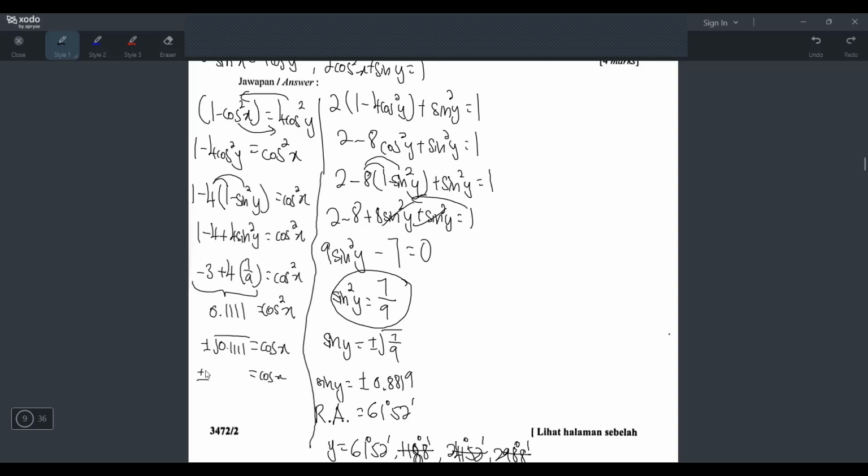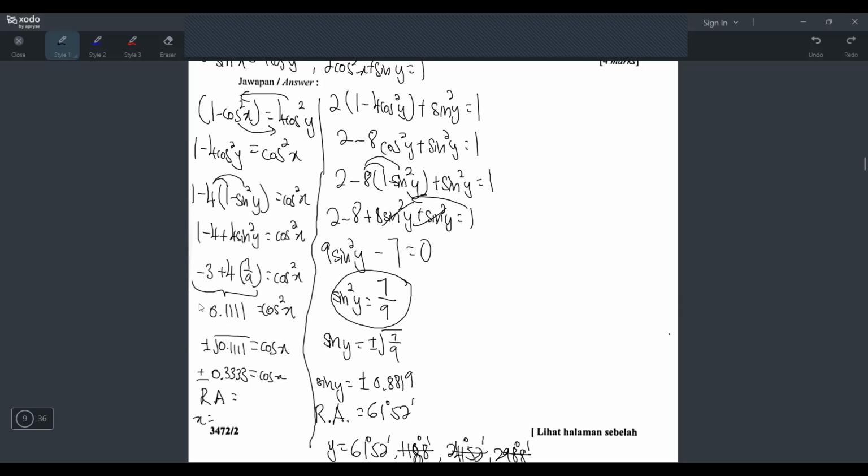Let's press the calculator. Square root, answer 0.33333. Okay, just write 4 significant figures. Now you can find your x, right? But you have to write down your reference angle first, then only write x. So what would be the x value?